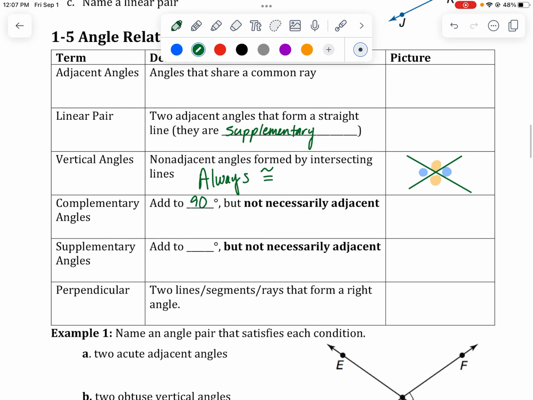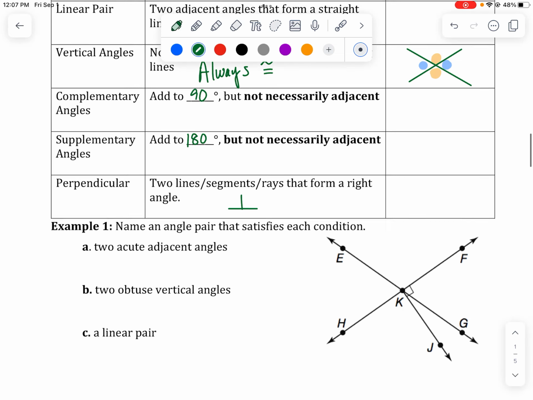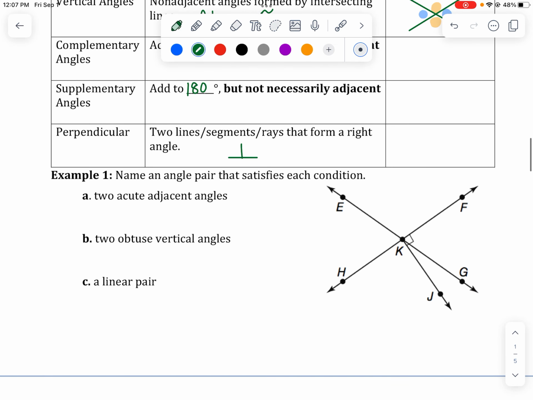Complementary add to 90, supplementary add to 180, and perpendicular has that weird symbol, looks like an upside down T. That just means that it makes a 90-degree angle. So again, as a quick warm-up, I'd like you to try example 1, and then when you're done, check the completed notes. I'll post the completed notes with those examples, or at least a handful of examples that you could use.